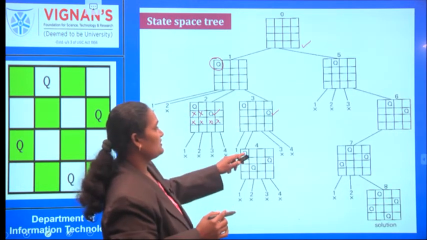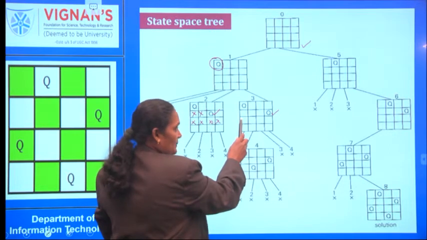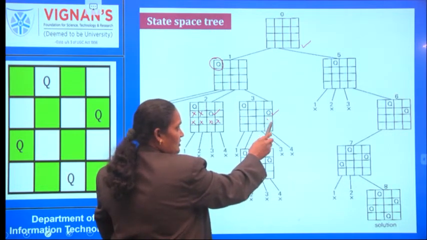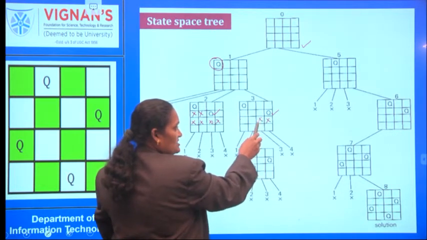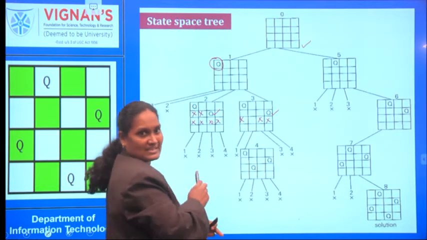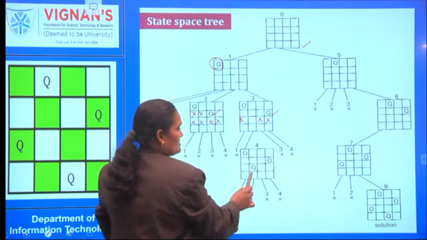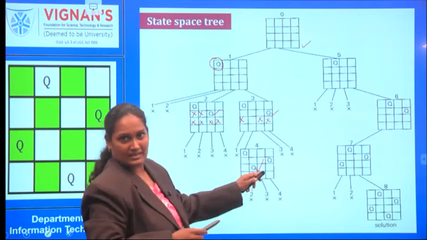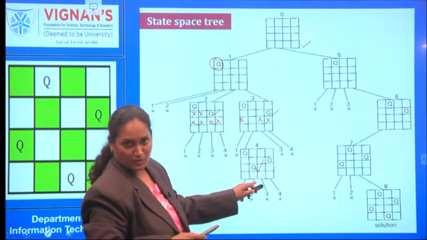Now, what is the position for the third queen? The third queen cannot be placed here, and it is not possible to place here, or here, or here. But I can place the third queen here. So, I placed the third queen here. But what is the position for the fourth queen?